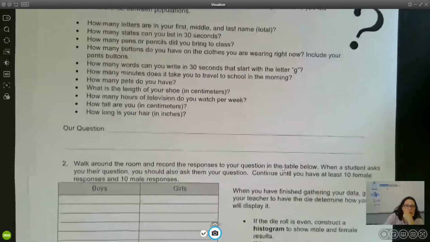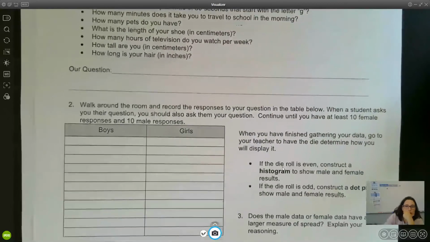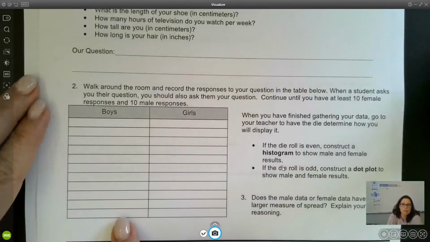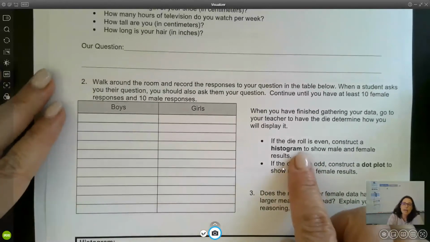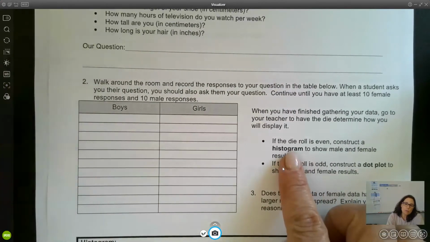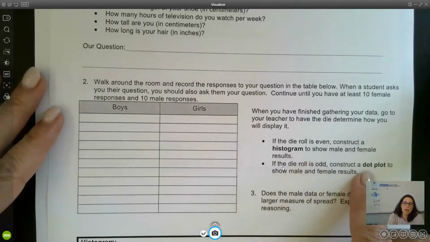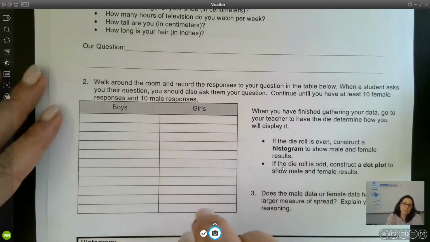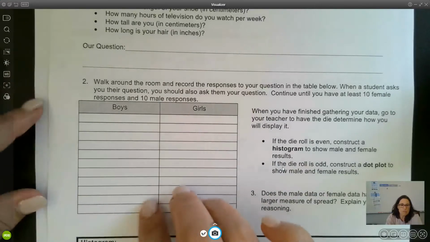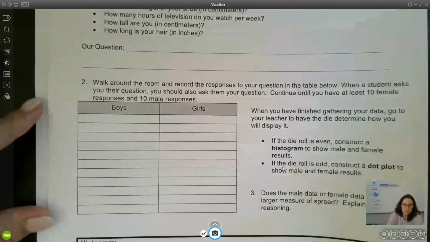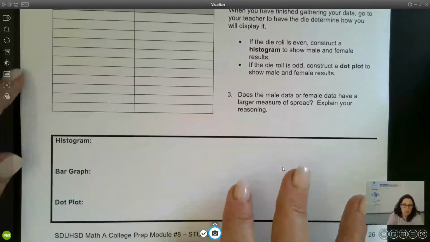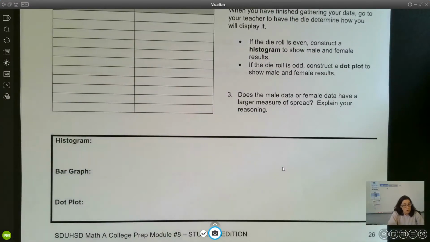And then you would tally up your responses here. And then you would either do a histogram or a dot plot to show a pictorial image of this data. So let's make sure that we understand what these three graphical representations are.